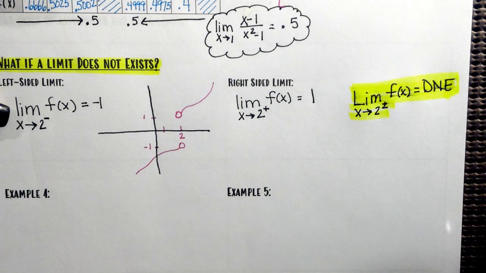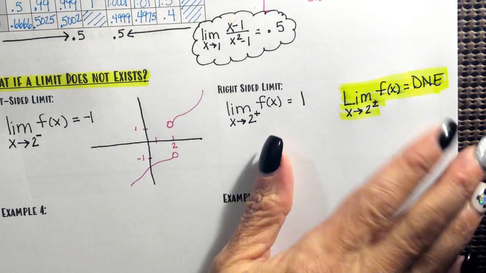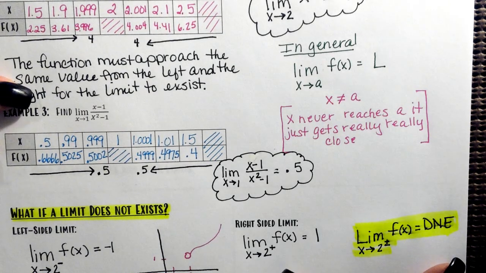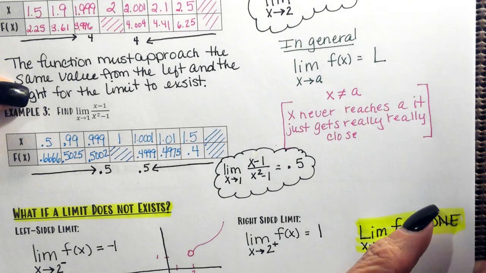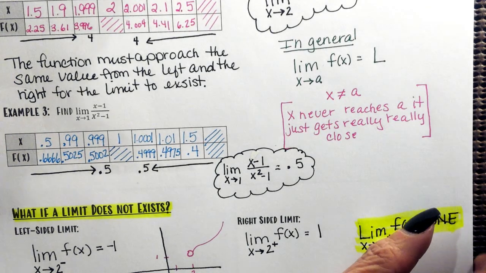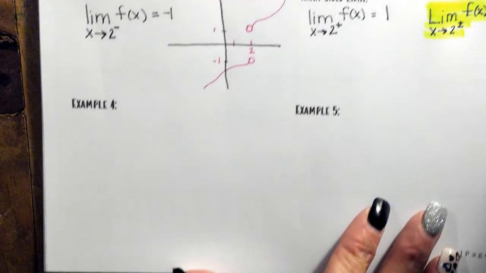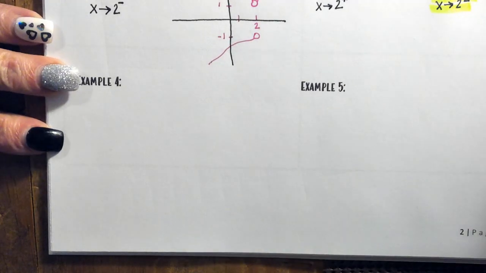Okay, so the limit as x approaches 2 of f of x on what I just did, it doesn't exist because remember up here we said the function must approach the same value from the left and the right for the limit to exist. That one doesn't. So let's do some examples of this so you can kind of get the idea.